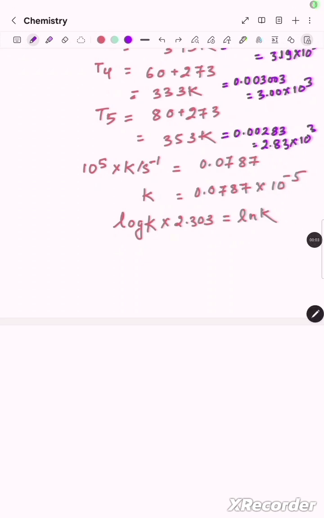Now we calculate this. Log k is equal to 0.0787 multiplied by 10 to the power minus 5. First we convert this into significant figures, so this will become k is equal to 7.87 multiplied by 10 to the power minus 7. So this is the log k value.